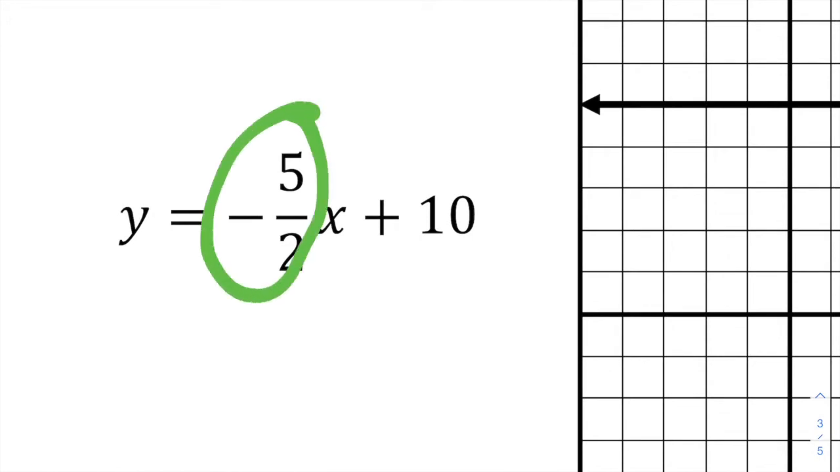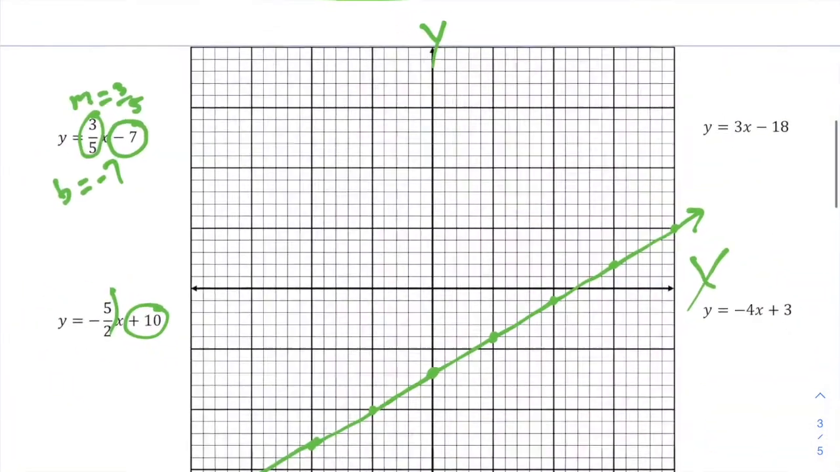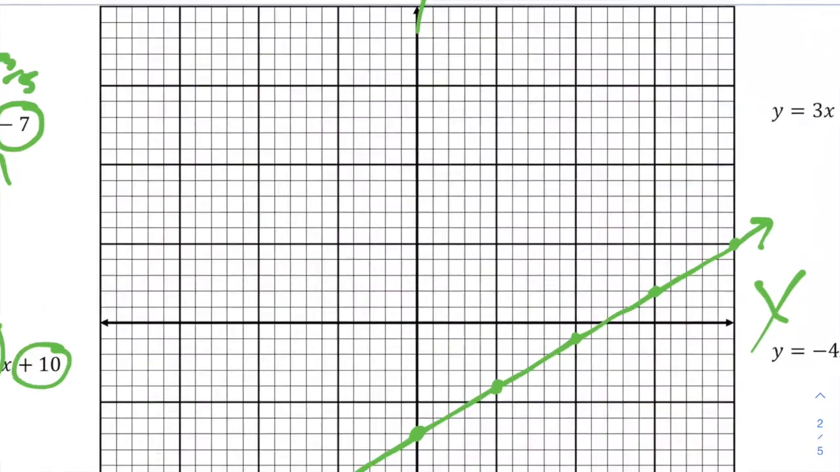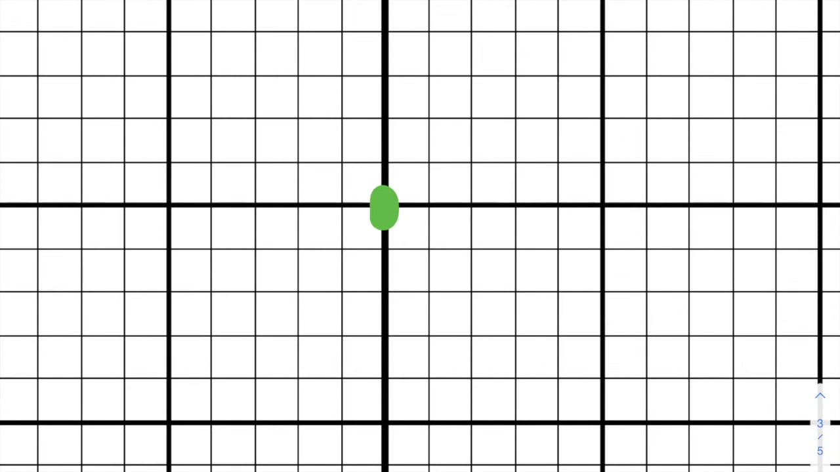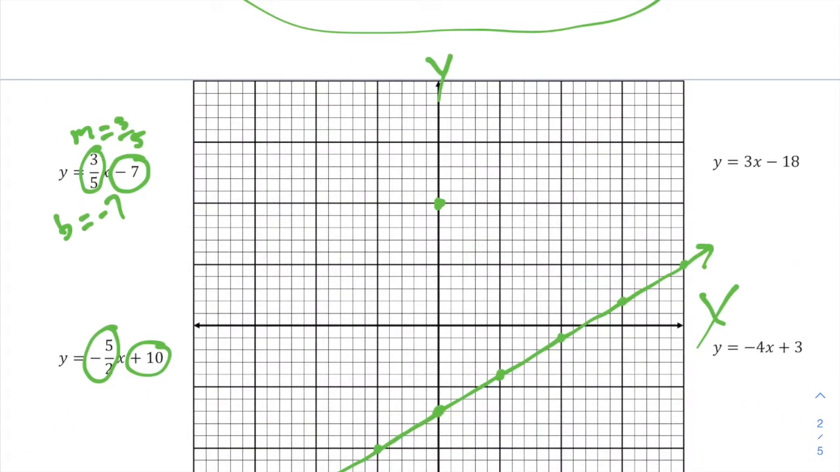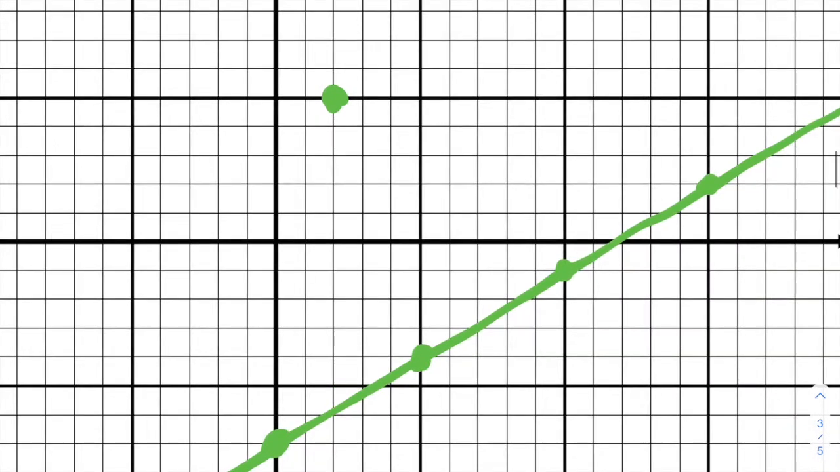Here's m for this equation and b. So b is positive 10, we go to the graph, we go to the y-axis, we go up to positive 10, make a point there, and now we'll use the slope. Remember, this slope is negative 5/2. We go 2 to the right, but 5 down this time because it's negative 5/2. So we go down instead of up.